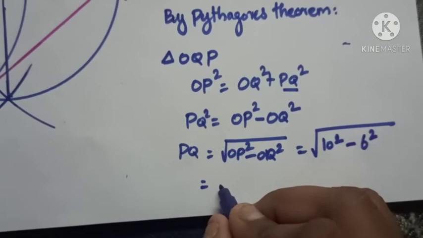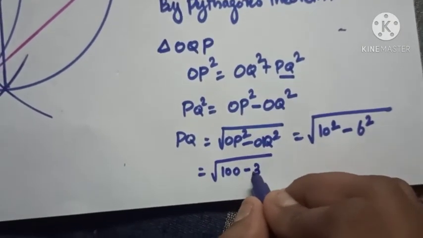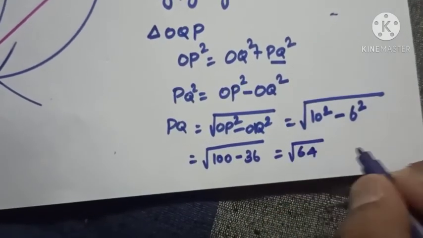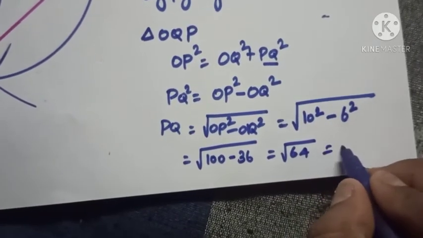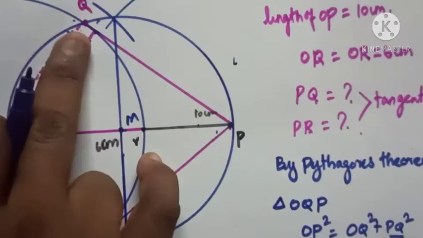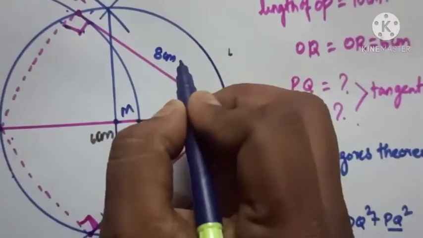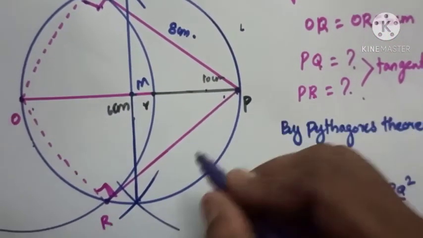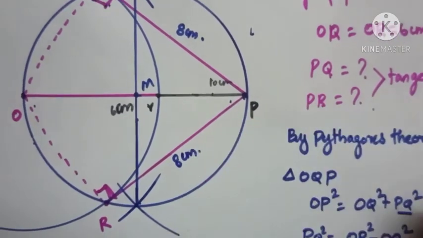So 10 tens are 100 minus 36, which is equal to square root of 64. So what is the square root of 64? It is equal to 8 centimeter. So the length of the tangent is 8 centimeter, and QP and RP both are the same, so the length of the tangent here is also 8 centimeter.